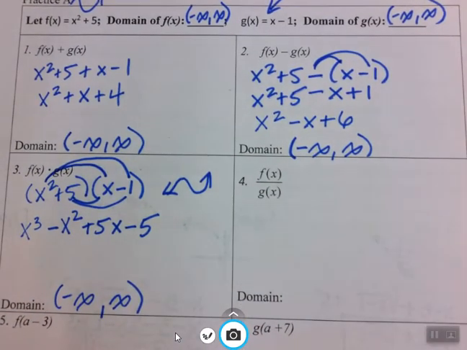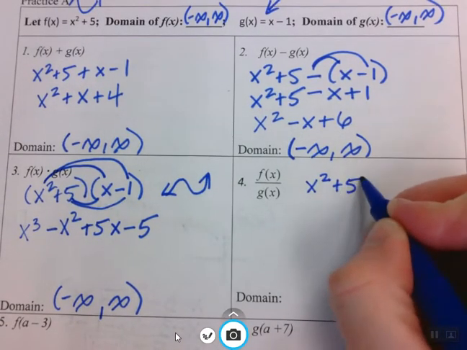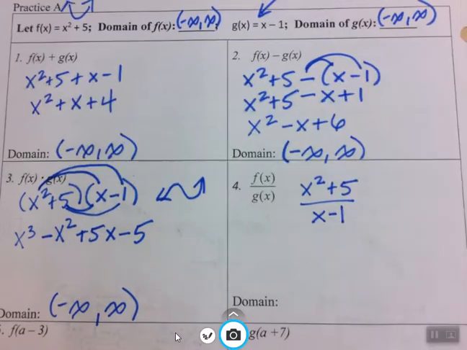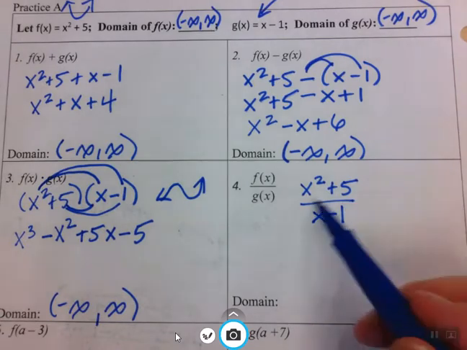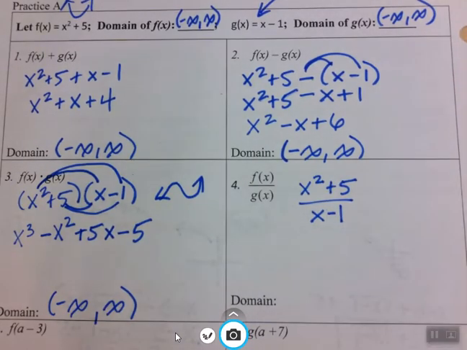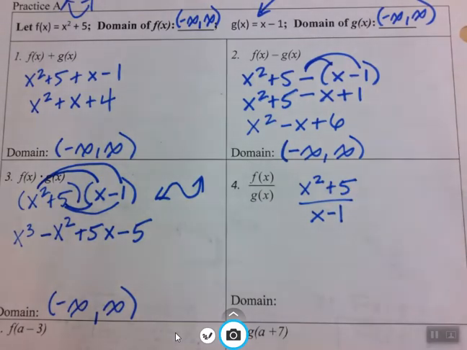All right, f of x goes on the top. g of x on the bottom. Division cannot cancel out addition or subtraction. Division can only cancel out multiplication. And since nothing is being multiplied here, we can't cancel anything. So this is our final answer.